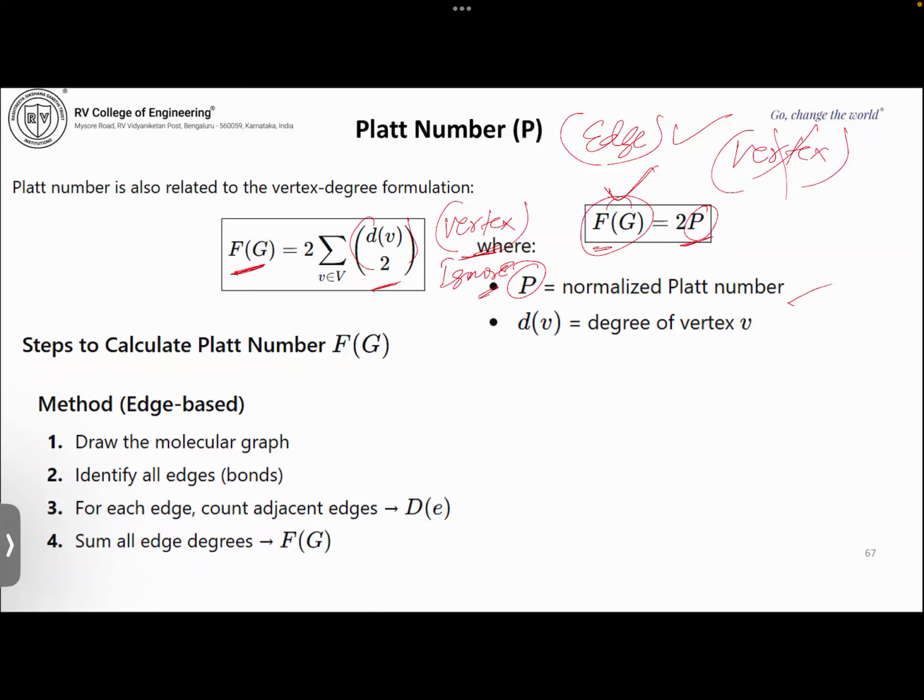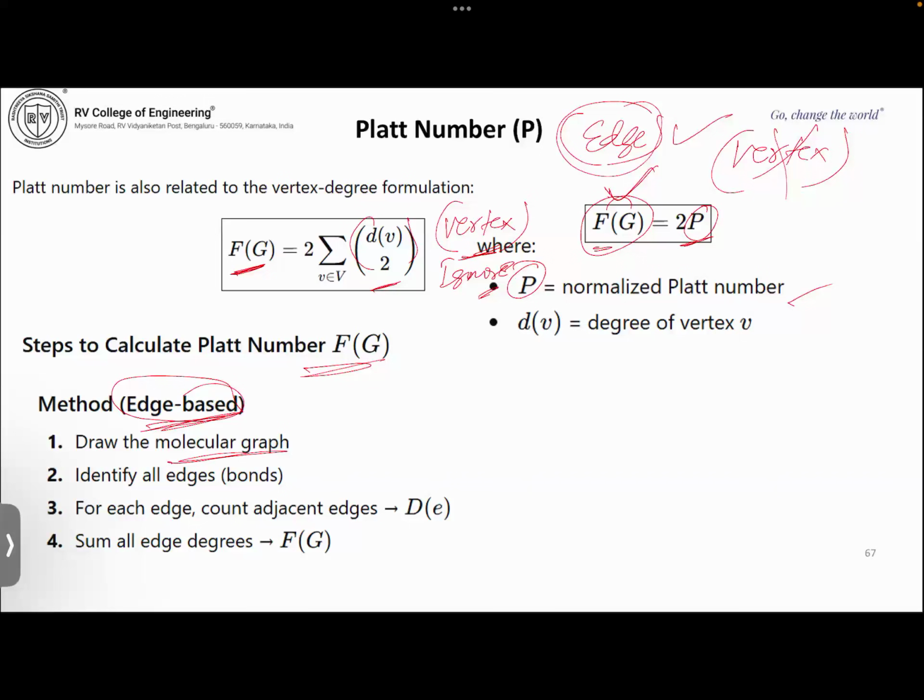Let us understand the steps involved in the calculation of the Platt number F of G. For that, it is actually edge based. I'm explaining only the edge based method so that it will be easy. If you consider the vertex, it will be a little bit confusing. So just considering edge based, let us understand how to calculate the Platt number.